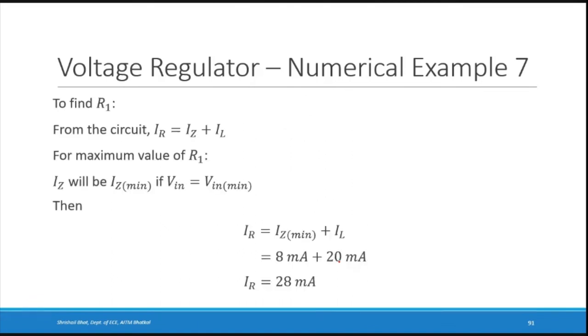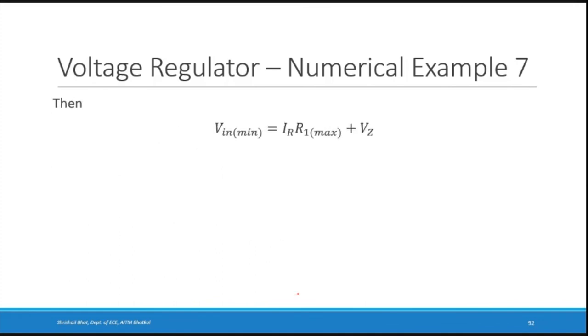Then to find R1, go through the same approach. IR is equal to IZ plus IL. So for maximum value of R1, you should get the minimum value of IR. For that, use minimum value of IZ and minimum value of Vin. So IR is IZ plus IL. If you put the minimum value, here minimum value is 8. 8 plus 20 is 28 milliamps. IR is 28 milliamps.